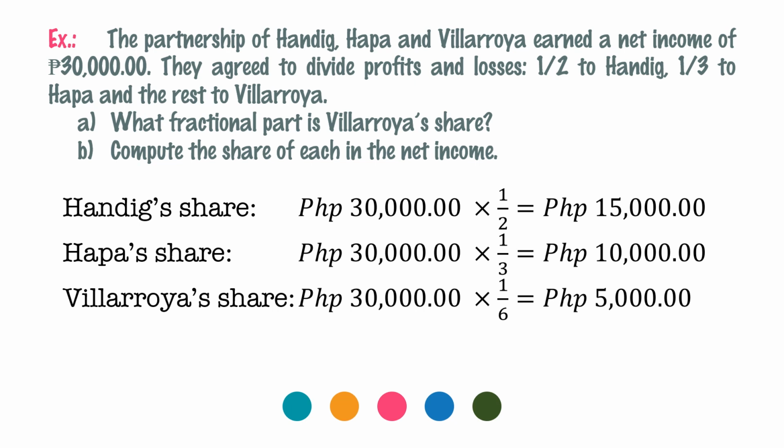So for Handig, we will have 30,000 pesos multiplied by 1/2. So that means it is 15,000 pesos. For Hapa, we'll have 30,000 multiplied by 1/3, that is 10,000 pesos. And for Villaroya, we'll have 30,000 multiplied by 1/6, which is equal to 5,000 pesos.